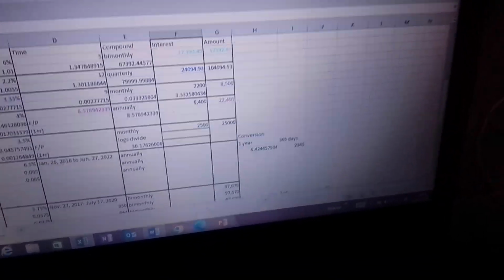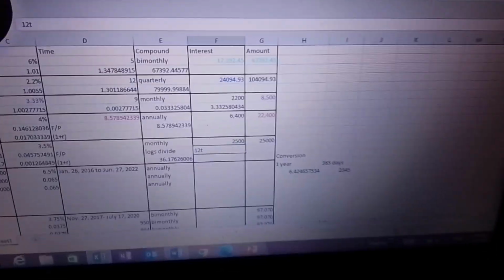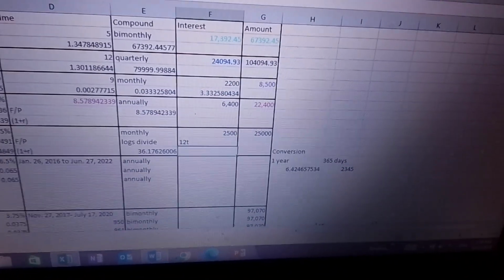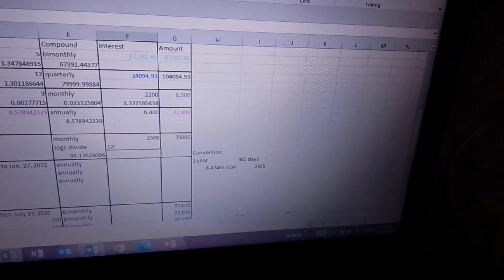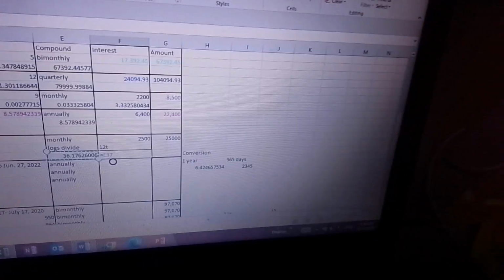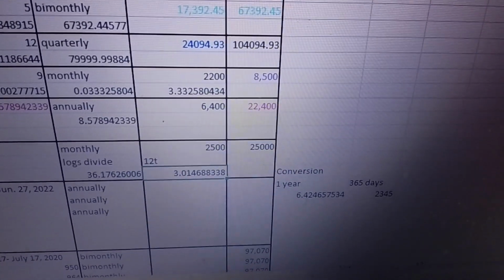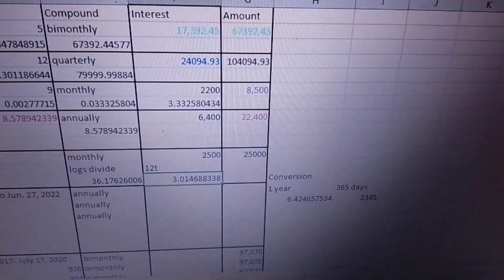And then, we still have the 12t. Remember, meron tayong 12t doon sa dulo, diba? So now, all we have to do is divide that by 12t. Divide both sides by 12. So therefore, this answer is being divided by 12. And what answer do we get? We get 3.01468, or in short, 3 years na lang.